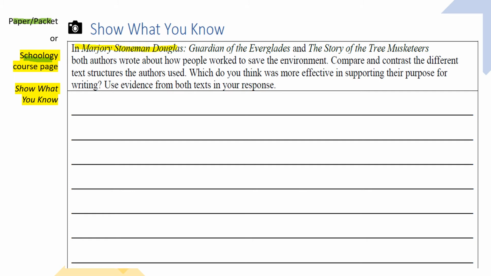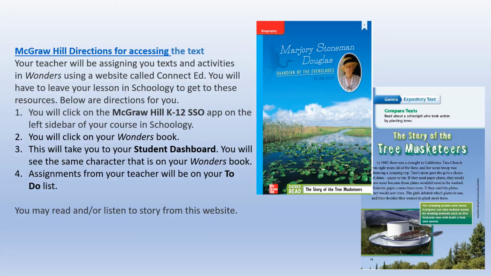In Marjory Stoneman Douglas, Guardian of the Everglades, and The Story of the Three Musketeers, both authors wrote about how people work to save the environment. Compare and contrast the different text structures the authors used. Which do you think was more effective in supporting their purpose for writing? Use evidence from both texts in your response.